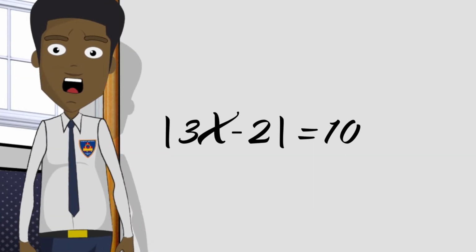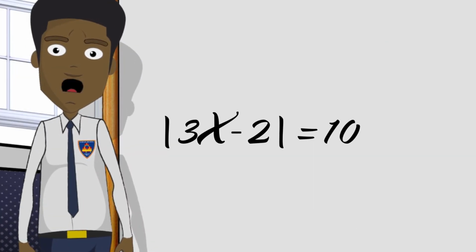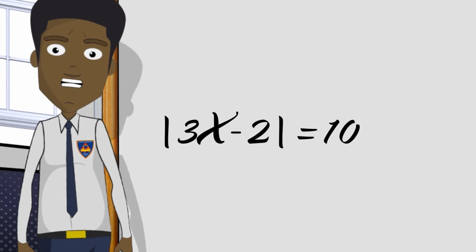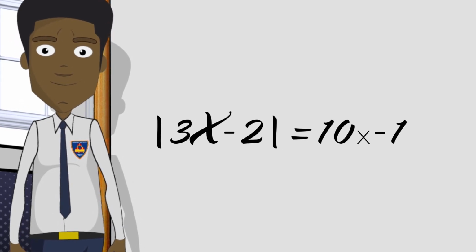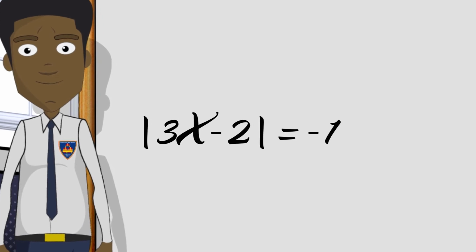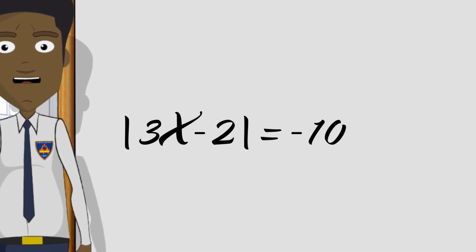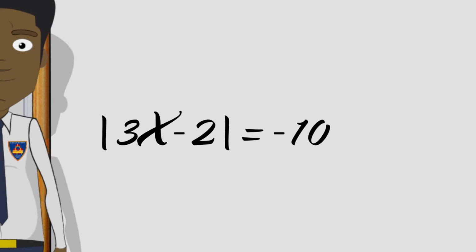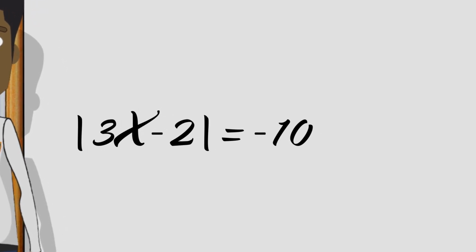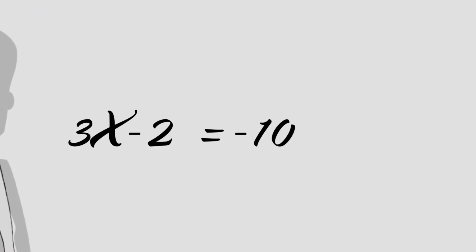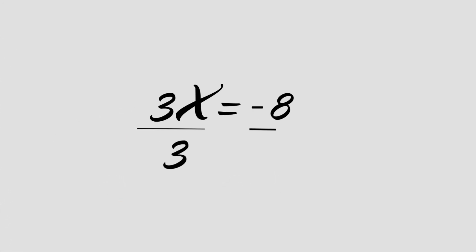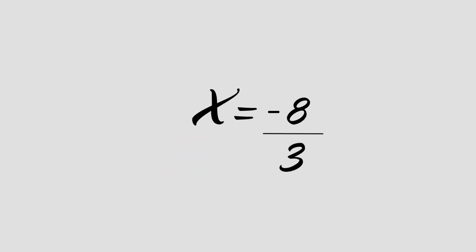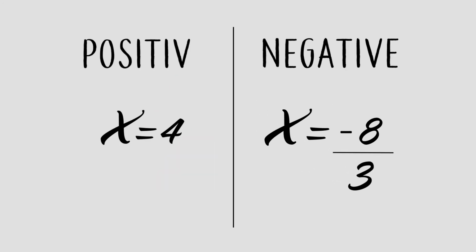With the absolute value isolated, the first step in solving for the negative variation is to multiply everything on the opposite side of the absolute value by -1. Let's see what I mean. That's it. You can now go ahead and solve for x just like we did earlier. Start by getting rid of the absolute value bars. And now our two solutions for x, 4 and -8/3.